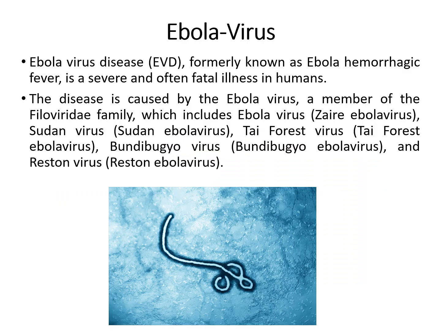First, we will look at Ebola viral disease and what we mean by Ebola virus. EVD, or Ebola viral disease, formerly known as Ebola hemorrhagic fever, is a severe and often fatal illness in human beings. This disease is caused by the Ebola virus, a member of the Filoviridae family, which includes Zaire Ebola virus, Sudan Ebola virus, Thai Forest Ebola virus, Bundibugyo Ebola virus, and Reston Ebola virus. These are the scientific names as well as what we commonly call them.